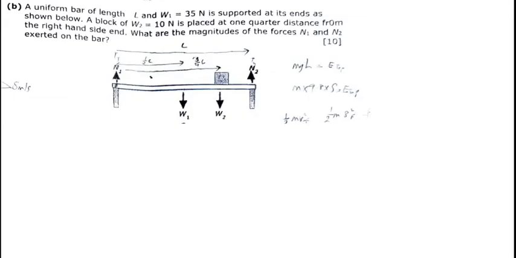A uniform bar of length L and weight W, which is W1, equal to 35 Newton, is suspended at its end as shown below. A block of W2, which is equal to 10 Newton, is placed at 1/4 distance from the right hand side end. What are the magnitudes of the forces N1 and N2 exerted on the bar?